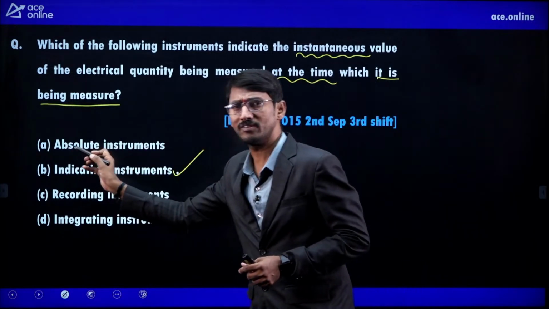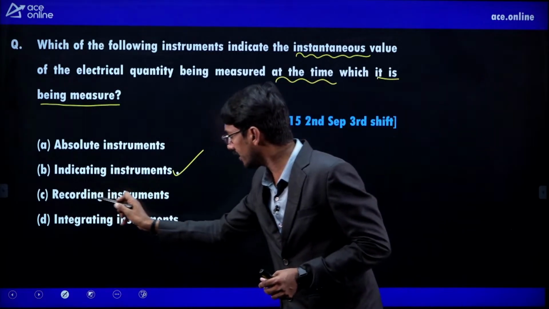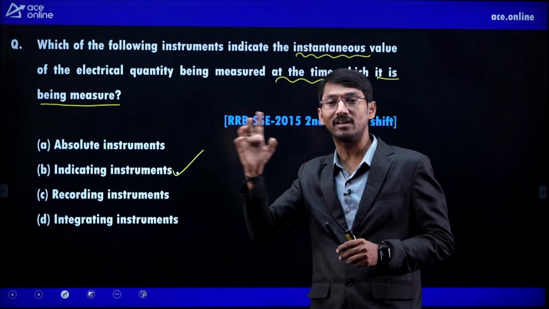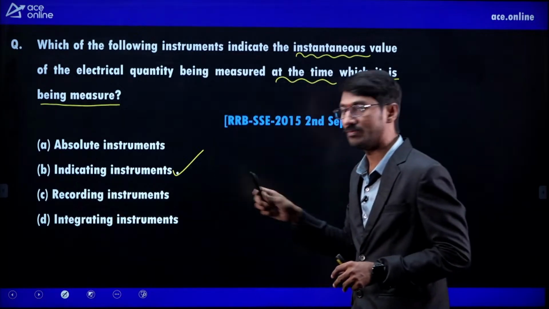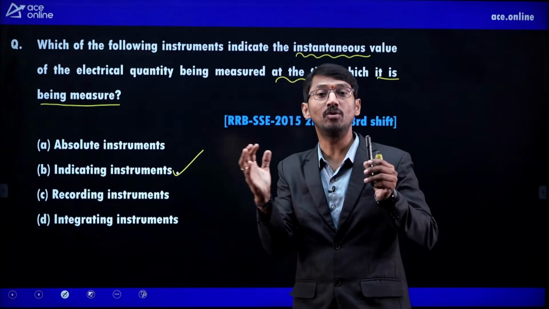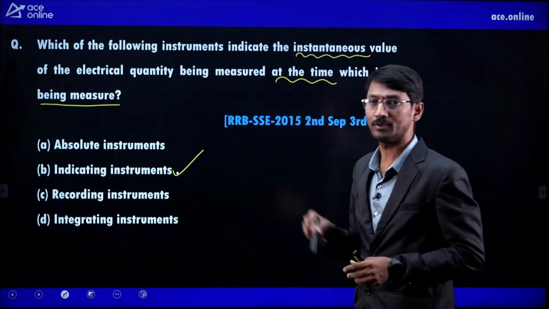Absolute instruments are for which purpose? Standardization purpose, reference purpose. Recording instruments give the overall value in graphical representation over a given time, and integrating instruments give the corresponding value as the total cumulative summation. So therefore the answer will be indicating instruments.